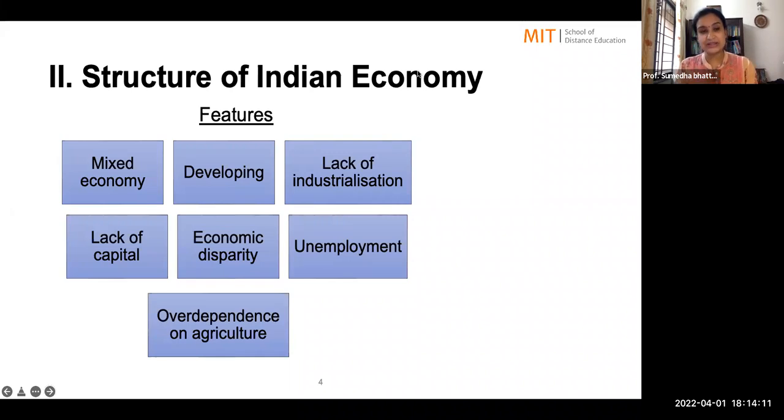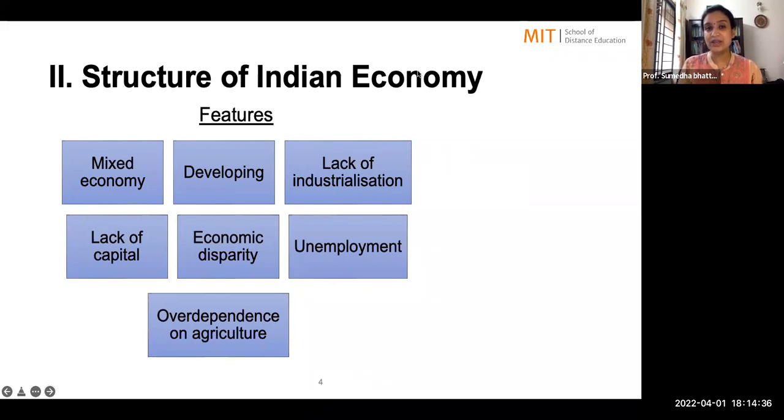The kind of mixed economy that we have right now is that in most sectors, private producers are given the freedom to choose what they want to produce, how they want to produce it, the quantity, and the fixation of price. But whenever the government feels that public welfare is at stake, that is where the government interferes.